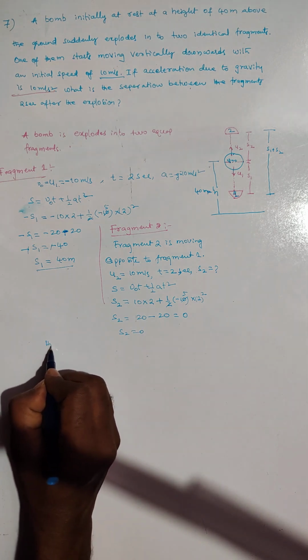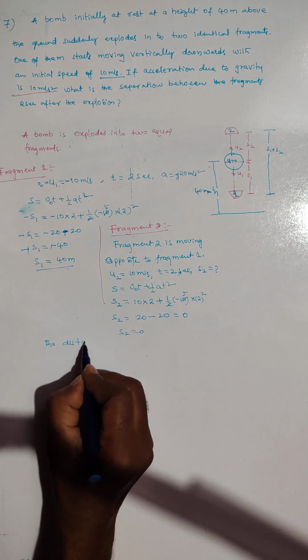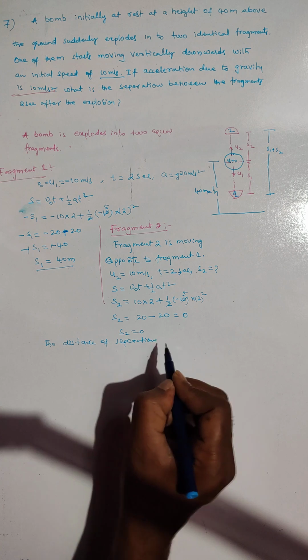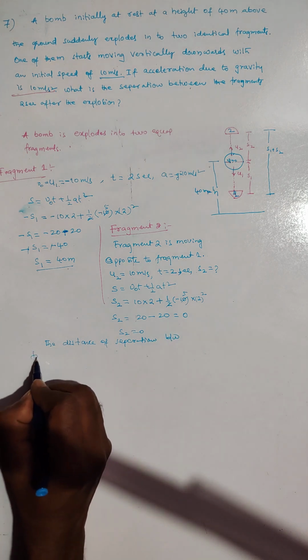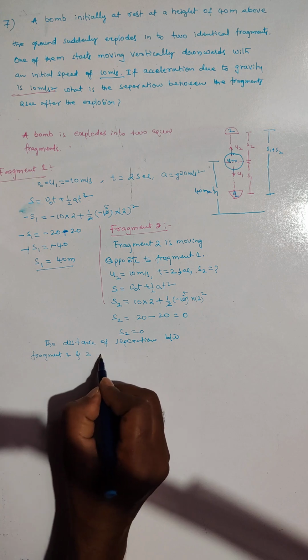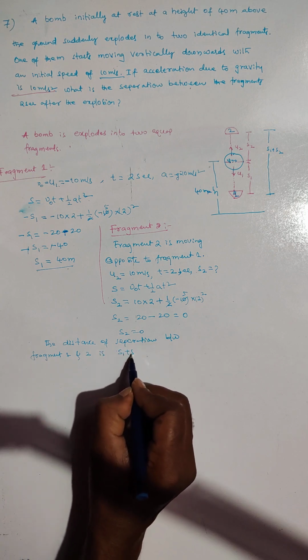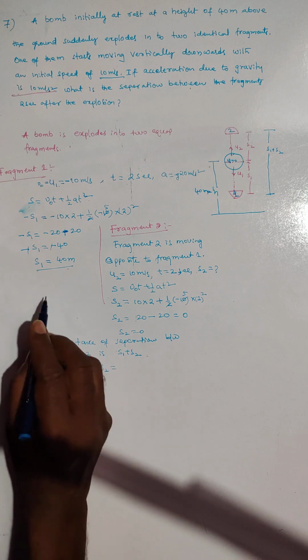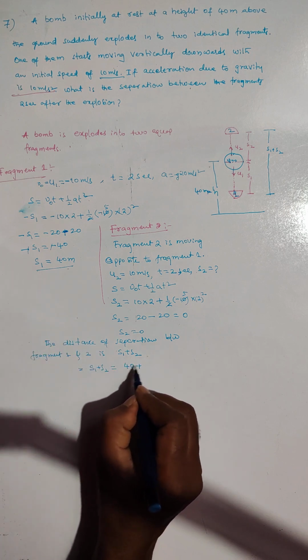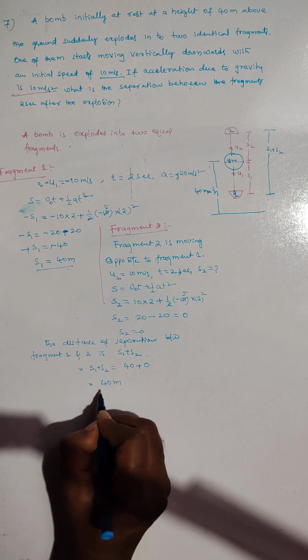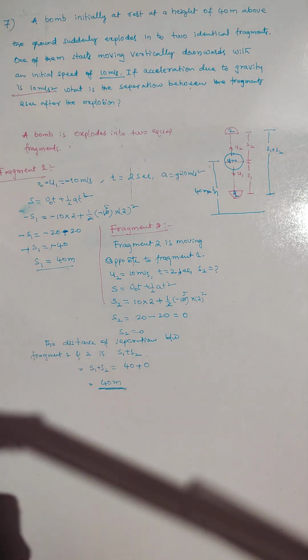So the distance of separation between fragment 1 and 2 is S1 plus S2. S1 is 40 meters, S2 is 0, so the total of 40 meters is the distance of separation between the two fragments.